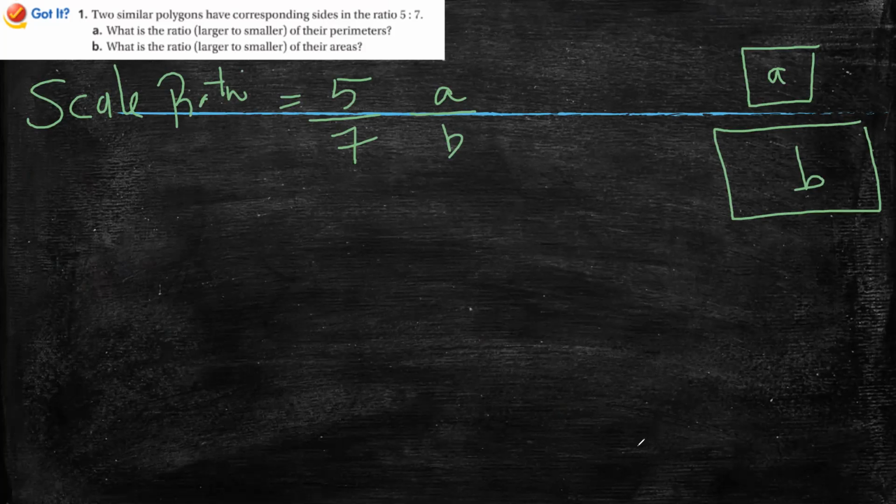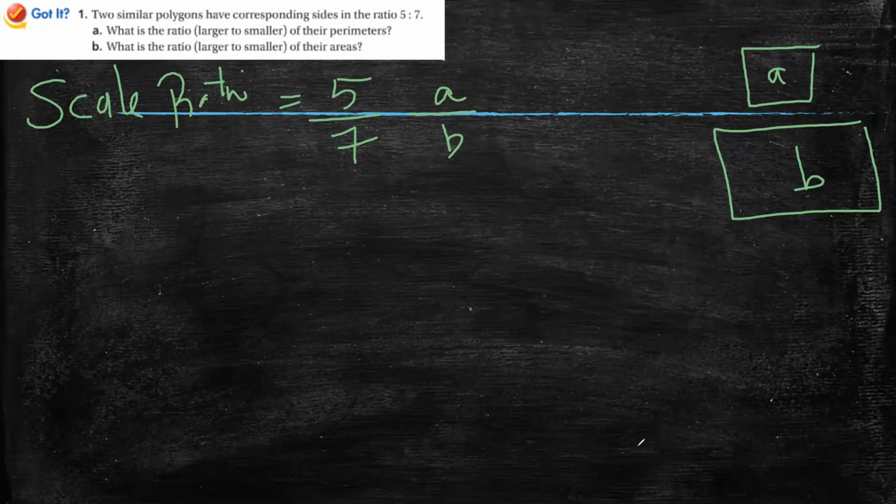Teacher, can't I say big shape over small shape and then won't I get the same answer? For this one or in general? In general. Like when I use proportions, can't I put the larger number over the smaller number? Yes, you can put the larger or the smaller, but you have to know that when you find the ratio of the parameter, it will also be larger to smaller, and for the areas too. So here now, the scale ratio is 5 to 7.